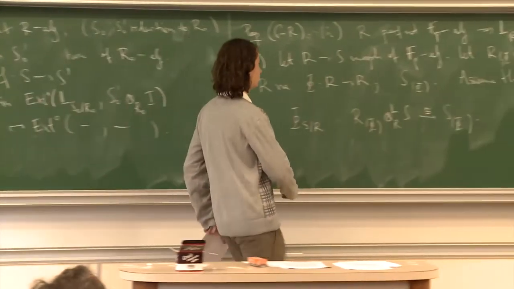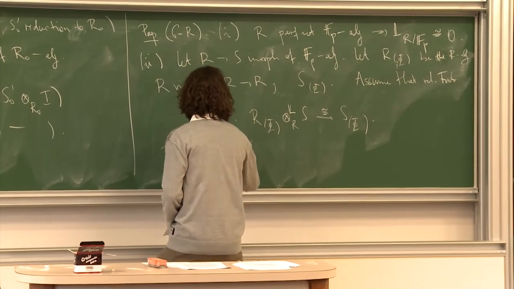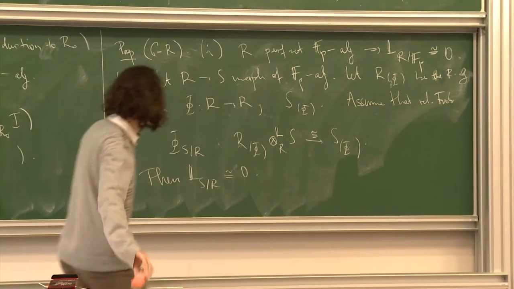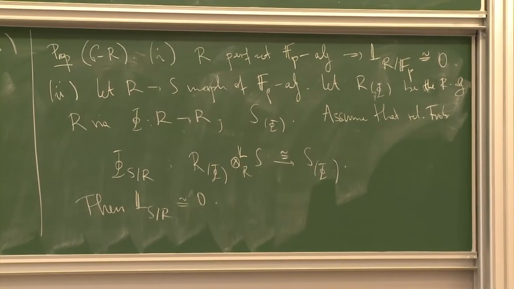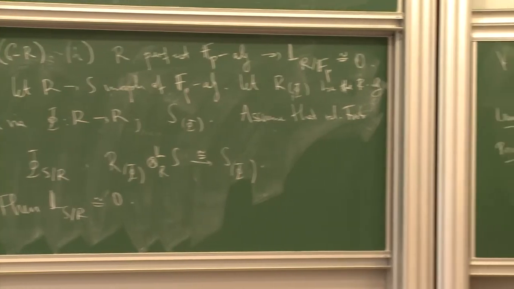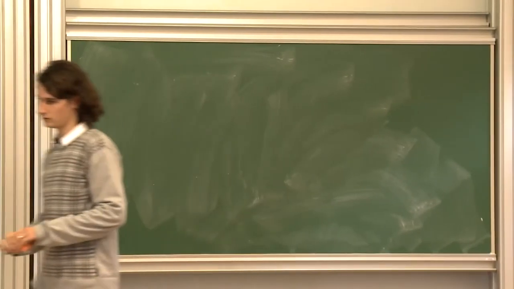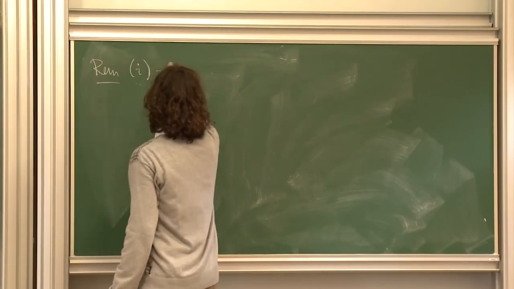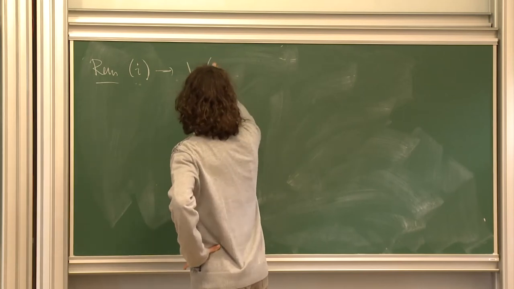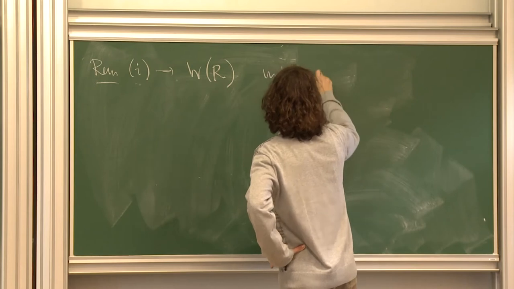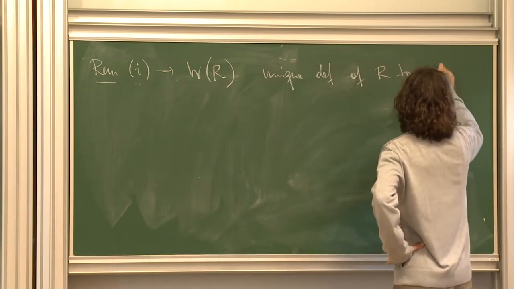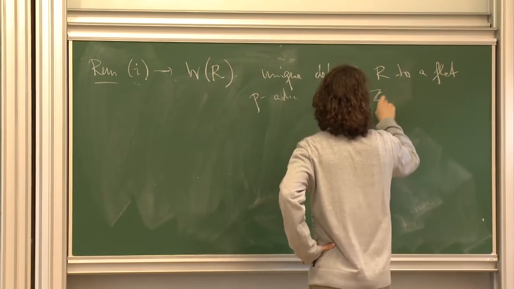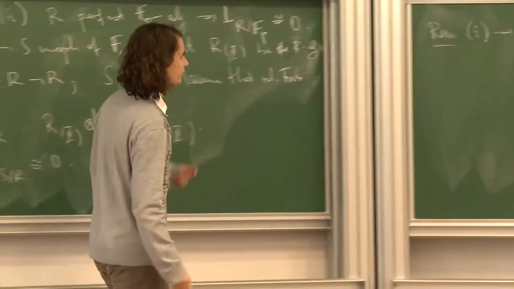And then, again, the cotangent complex vanishes. Okay. And so, for example, the first statement can be used to say that the ring of Witt vectors of R is just the unique deformation of R to a flat and p-adically complete Z_p algebra, which is somehow much closer to how I think about the Witt vectors than the usual definition.